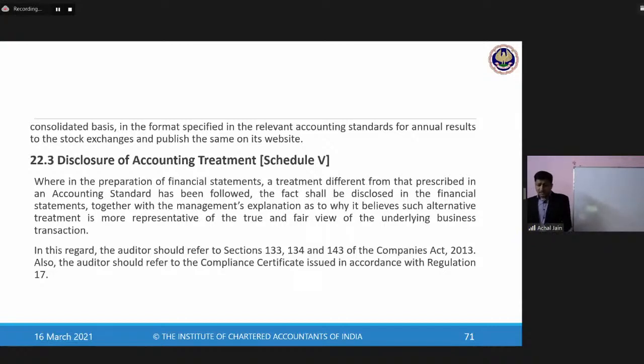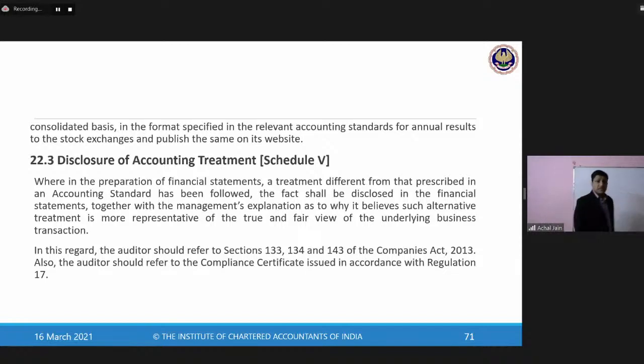Now, this is something which you will find rare, because nowhere in the financial statements would this non-compliance of accounting standards be specified. The management would be very particular about it. So all of these instances when the management believes that a treatment other than the accounting standard has been followed, you will not find them. It is very difficult for the management to take such positions.